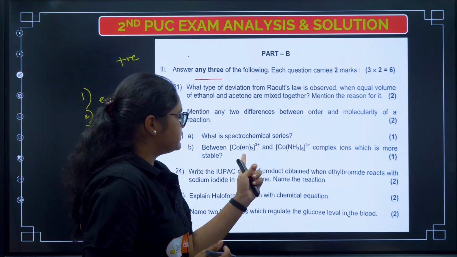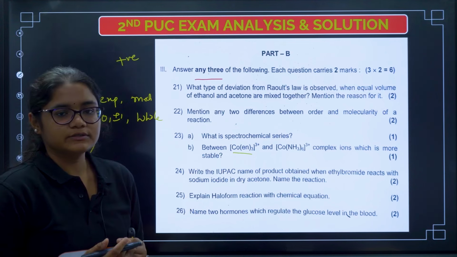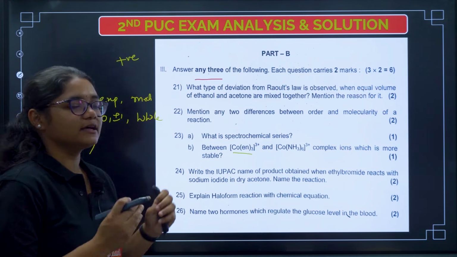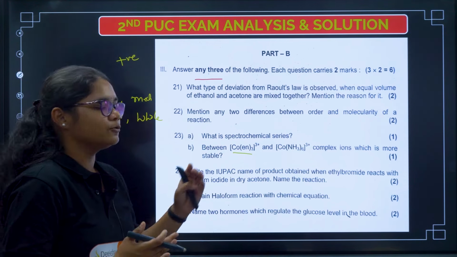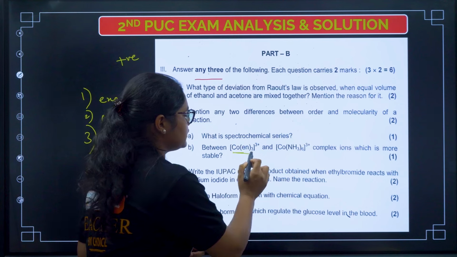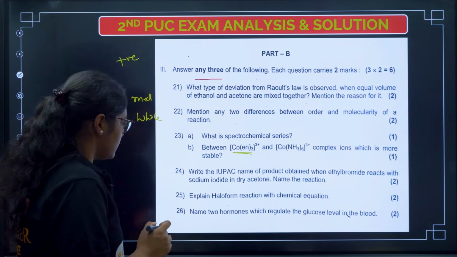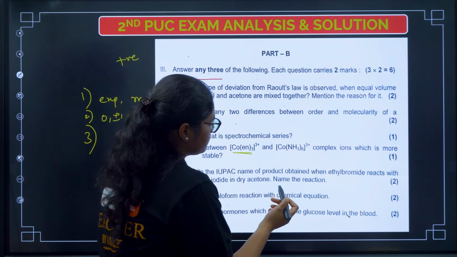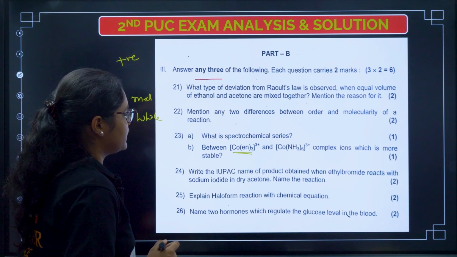Next is, out of these two, which is more stable? So Co(en)3 3+ is more stable. Reason is en is a chelating ligand. It forms a ring structure, as a result of which it is more stable. So you have to just mention which is more stable. No need to even write the reason. You have to just write down which is more stable. That's all.